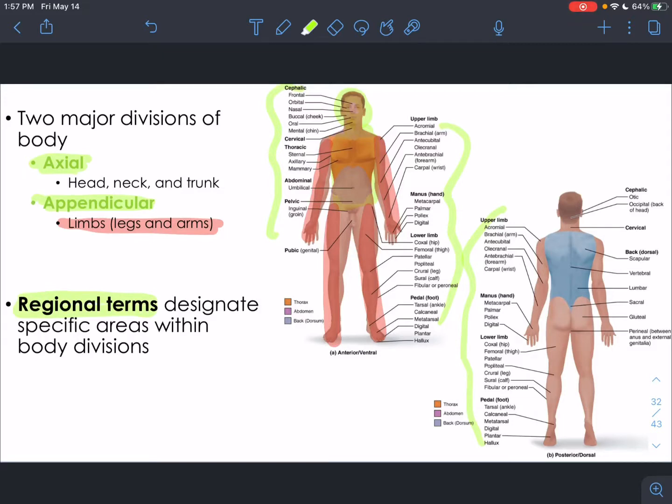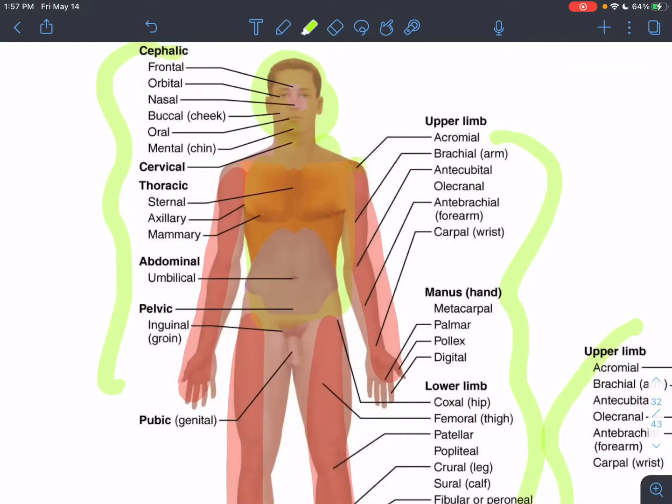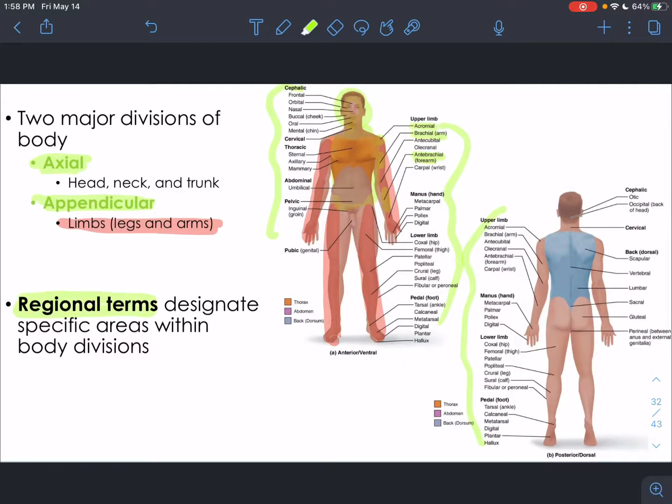So these regional terms are just fancy anatomical names for things you already probably know. So for example, your shoulder, that's called the acromial region. Your upper arm is the brachial region. Your forearm is the antebrachial region, right? So everything that you know a basic name for also has this fancy regional term anatomical name, okay?